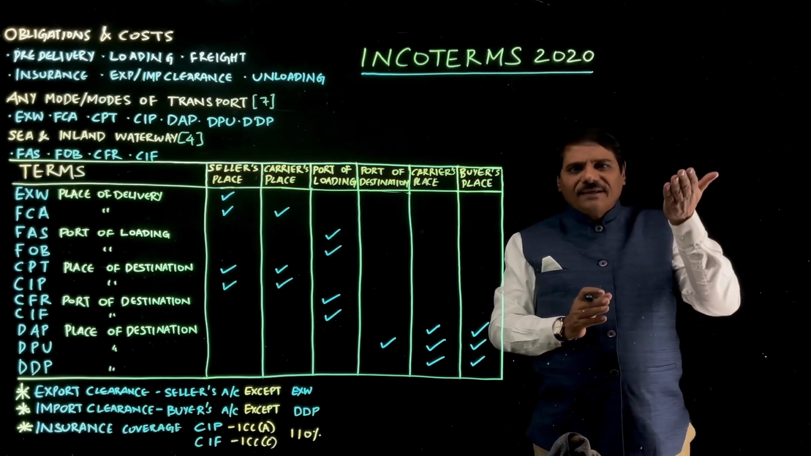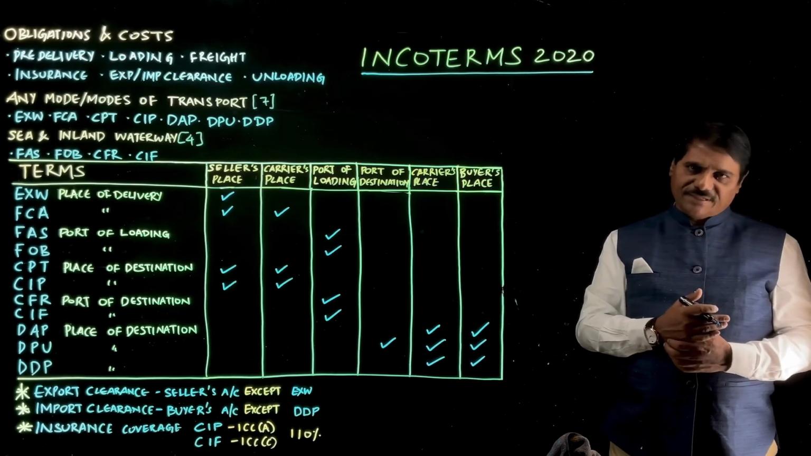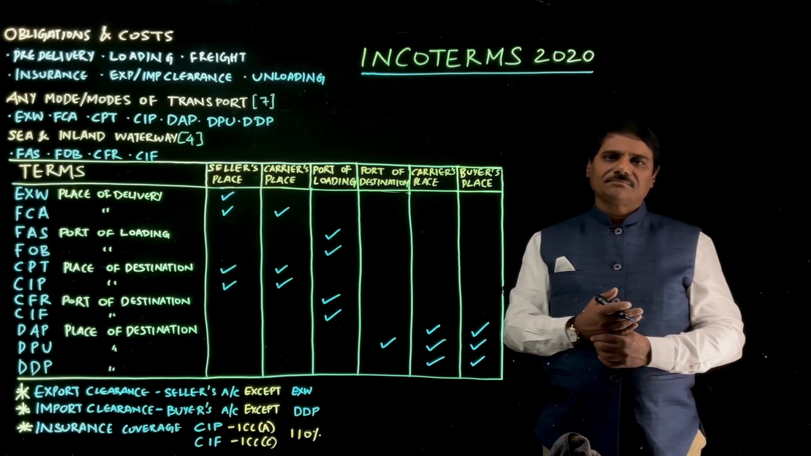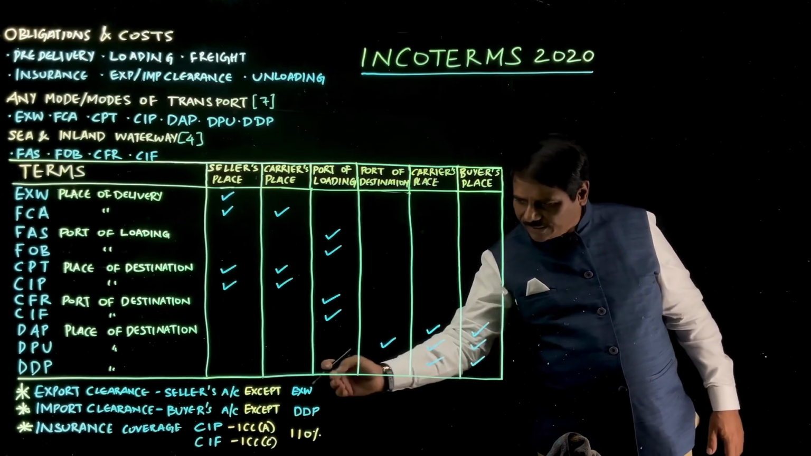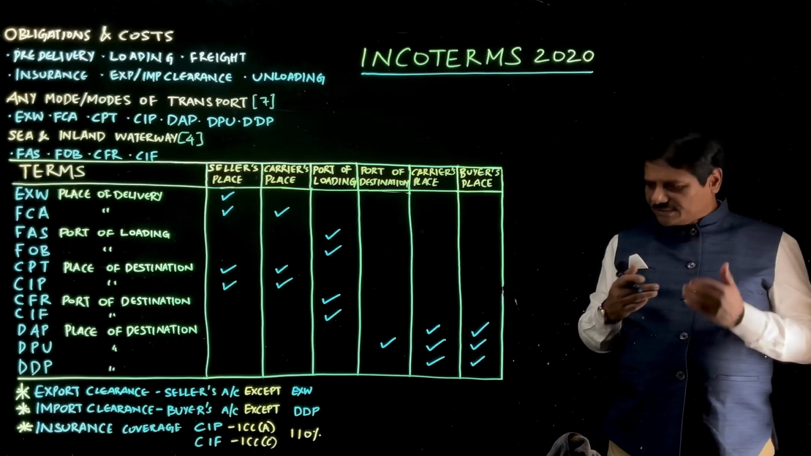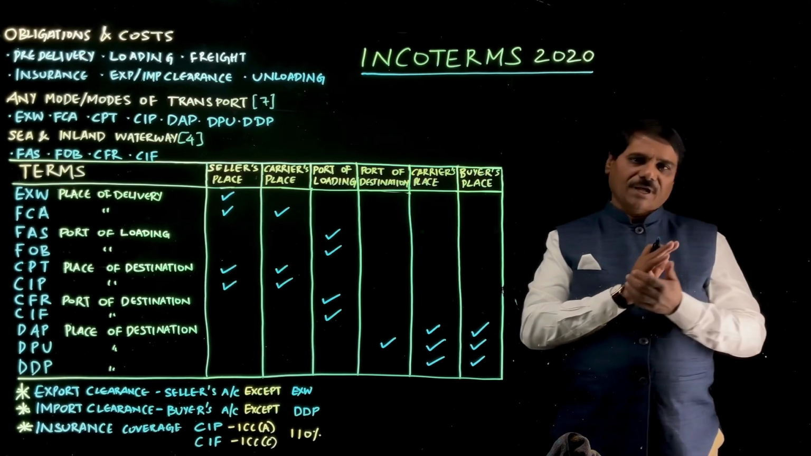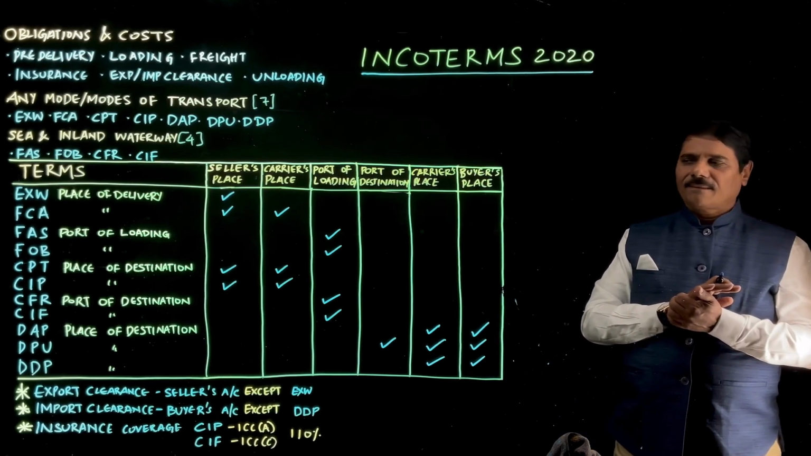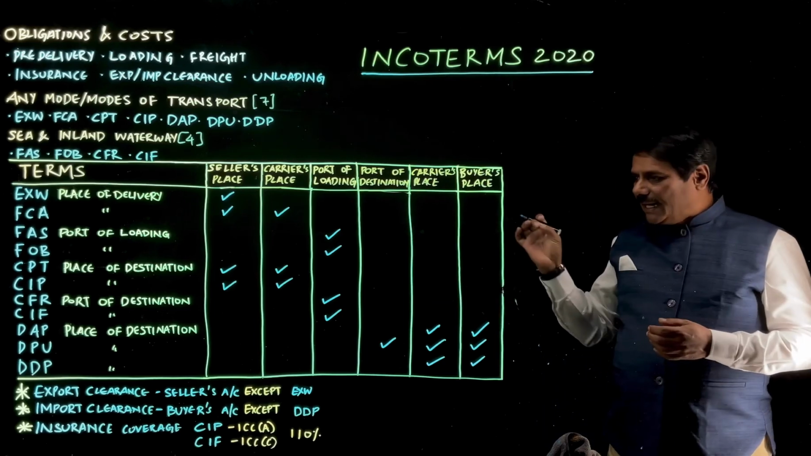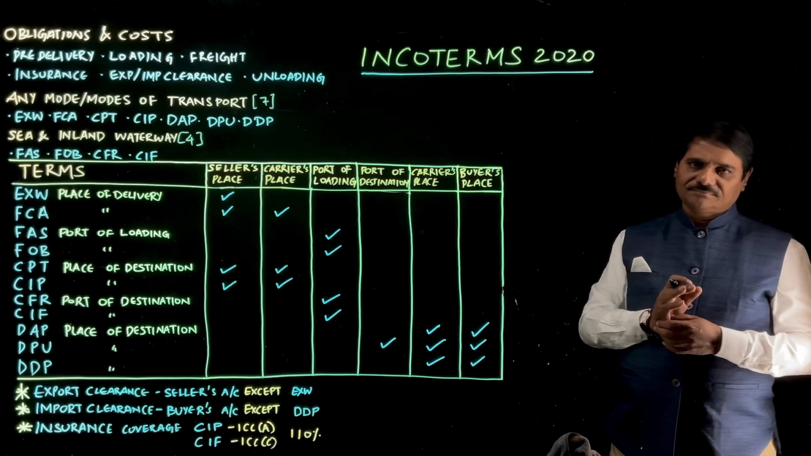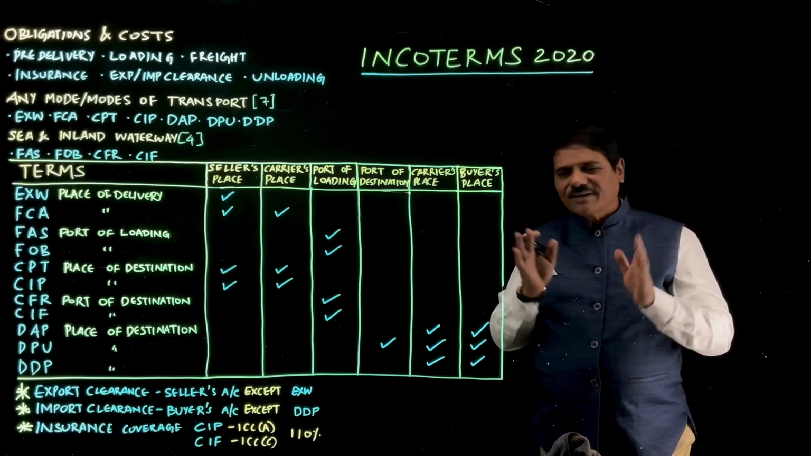Because value is high, they thought ICC-A is needed, a higher level of risk coverage. That is the only difference. But either it is CIP or CIF, you must cover at least 110% of the goods value. And the next term, delivered at place. Insert place of destination.